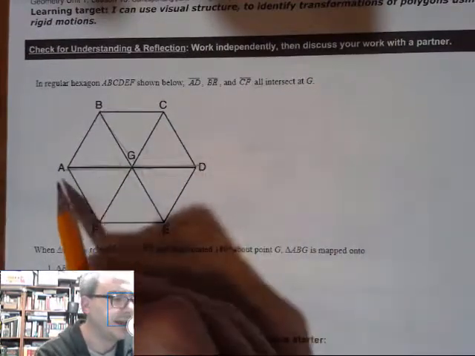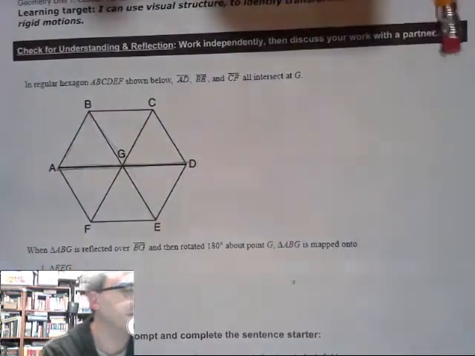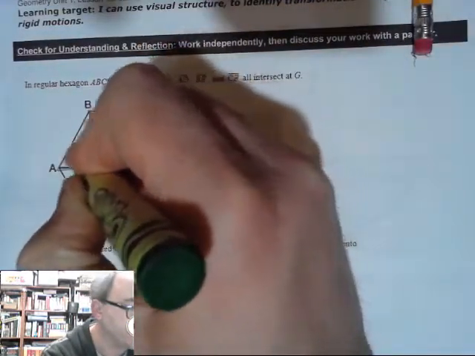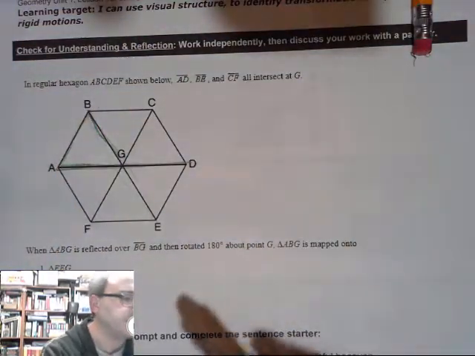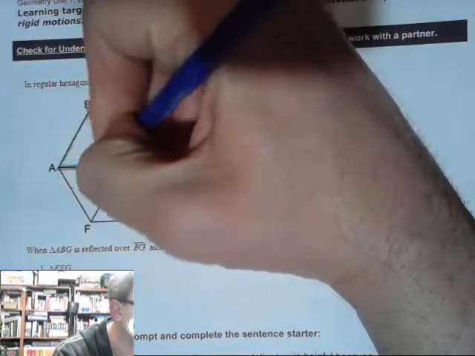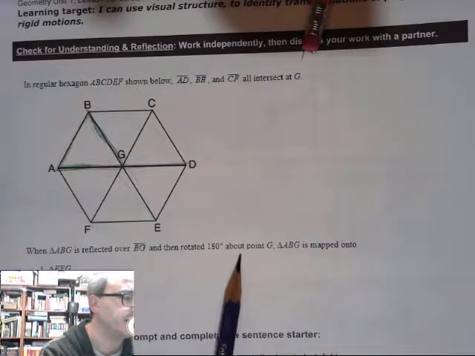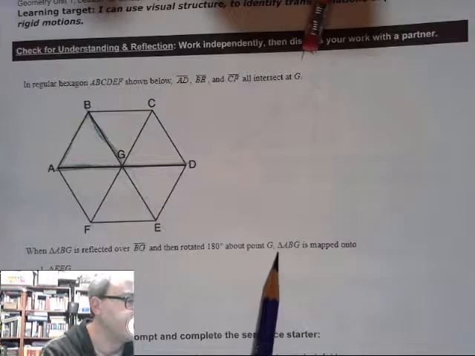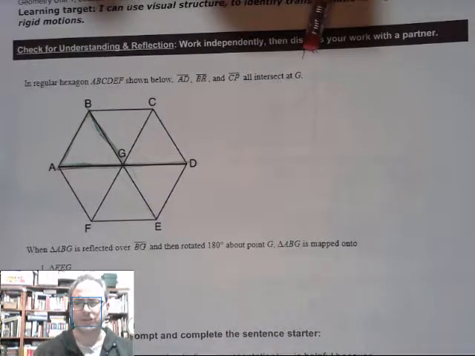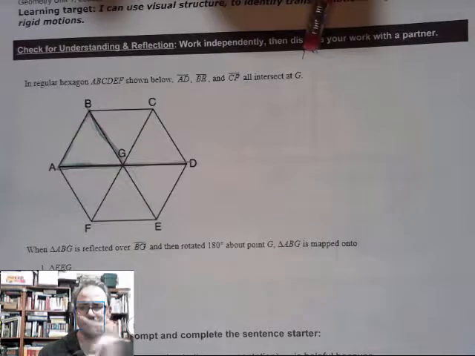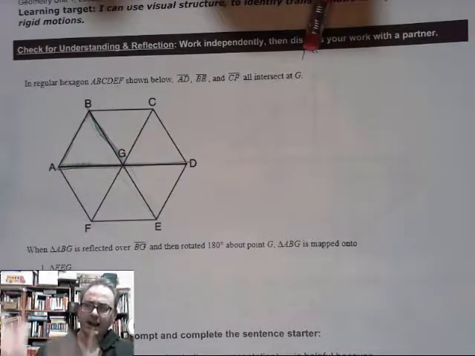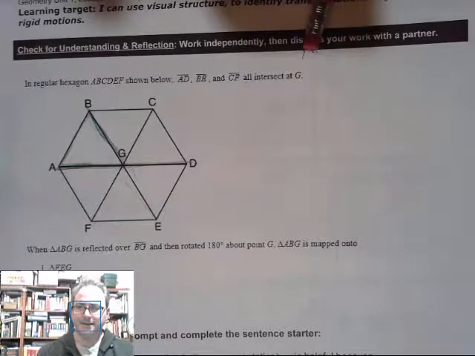When triangle ABG, when this triangle here, put it in green, when ABG is reflected over BG, put that in blue. Let that triangle be reflected over line BG, and then rotate it 180 degrees around point G. ABG is mapped onto, and you pick which triangle you think it's mapped onto after those two rigid motions, after that reflection and then rotation of 180 degrees. Hopefully we do all right on this. Give it some thought. Give it some time. Think about it. Puzzle it out.